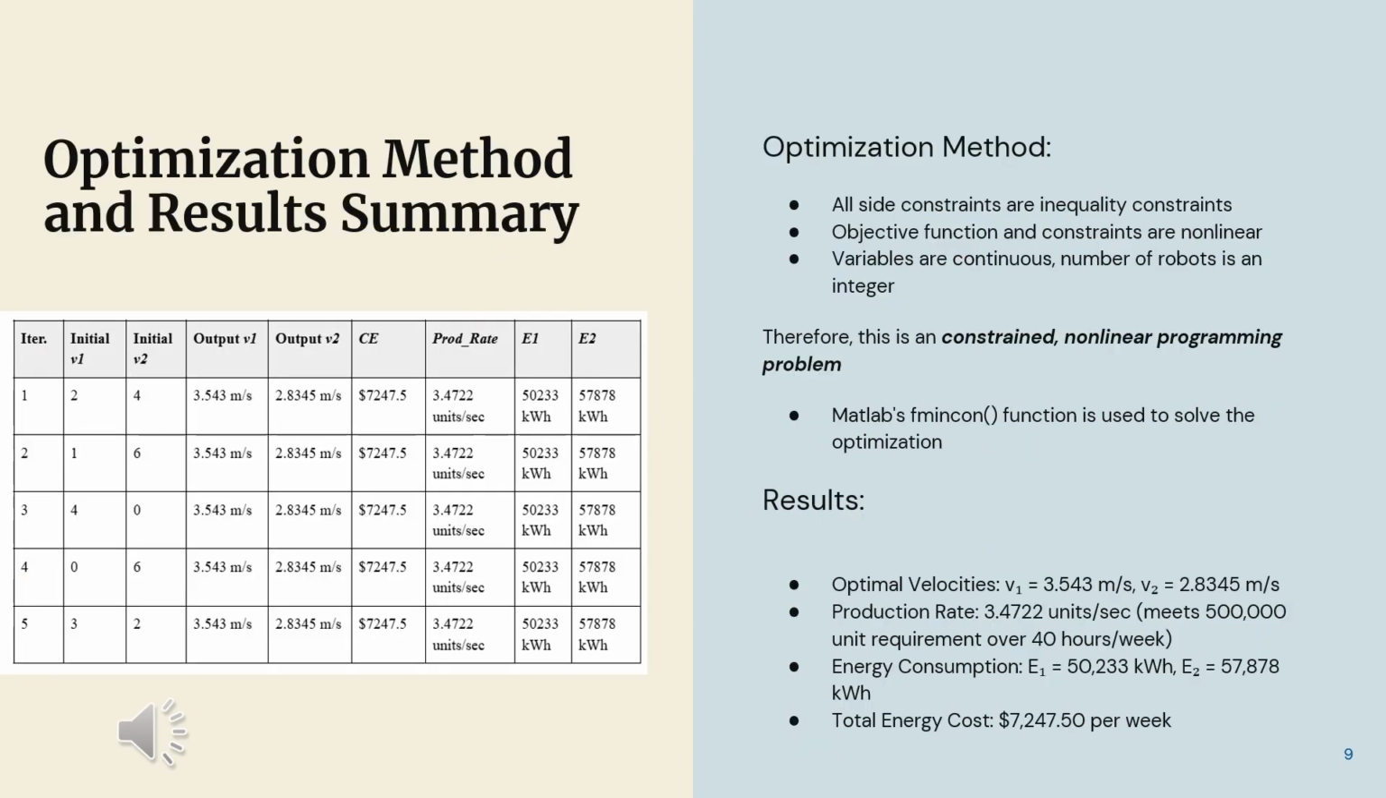The optimization method was determined to be a constrained nonlinear programming problem. We used MATLAB's fmincon function, where we changed the initial values 5 times and resulted in an optimal velocity of 3.5 for V1, 2.83 for V2. This resulted in a total energy cost of $7,247.50 per week.